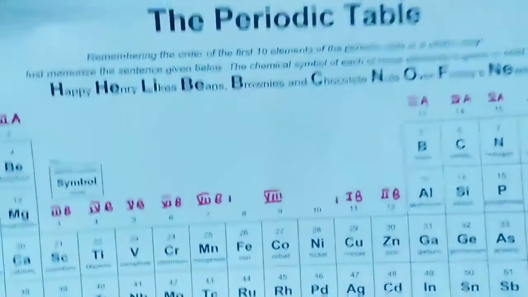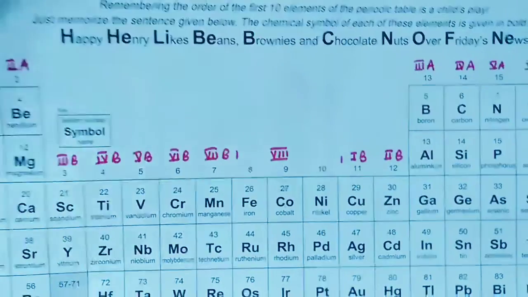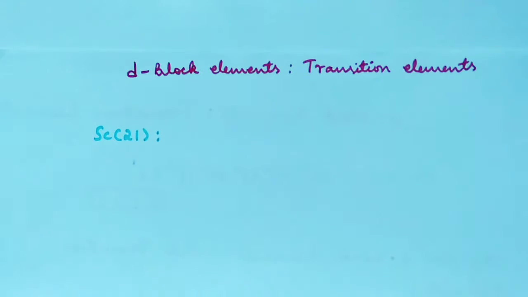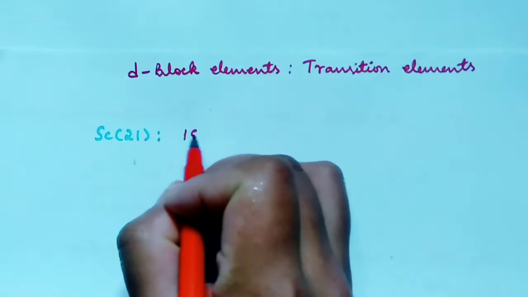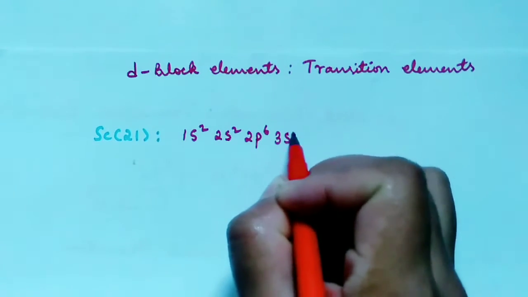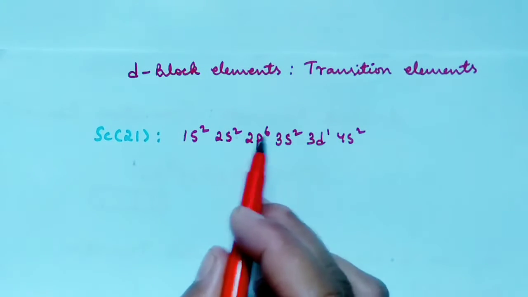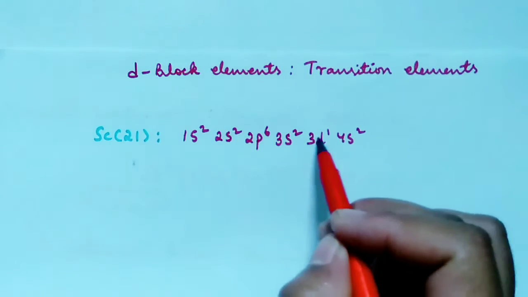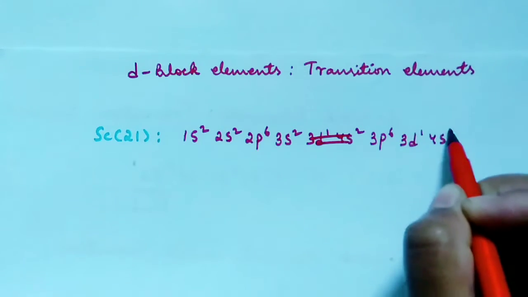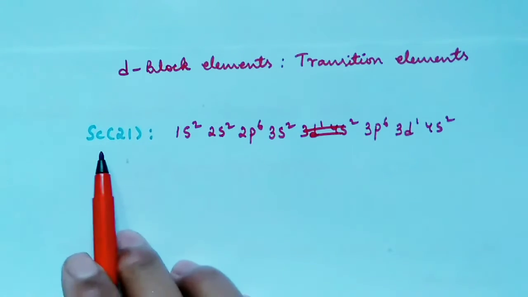Here we have the periodic table. Let us take an example of a d block element, scandium. What is the atomic number? 21. Okay, so we have scandium, atomic number is 21. So what will be its electronic configuration? It is 1s2, 2s2, 2p6, 3s2, 3p6 and then the 3d1, 4s2. Okay, so this is the electronic configuration for scandium.